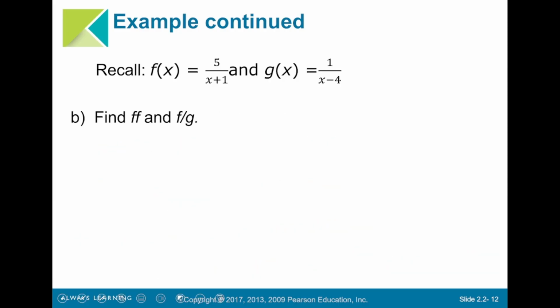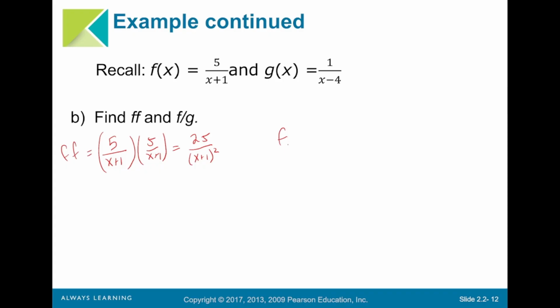Now we want to find ff and f divided by g. Well, f times f is just going to be 5 over x plus 1 times 5 over x plus 1, which is 25 over x plus 1 squared. And to me, that's the simplified answer.